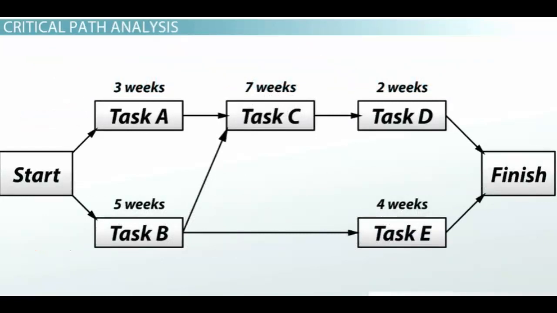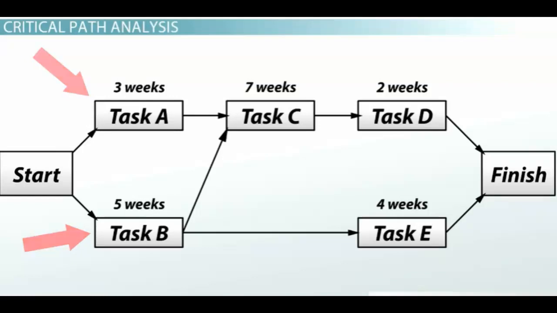In the example diagram shown here, activities A, C, and D have to take place in sequence. Activity C cannot start until activity A has been completed, and activity D cannot start until activity C has been completed. On the other hand, activities A and B can take place simultaneously and do not depend on each other. However, activity C cannot start until activity B has also been completed. Activity C depends on both activities A and B, which take 3 and 5 weeks respectively.